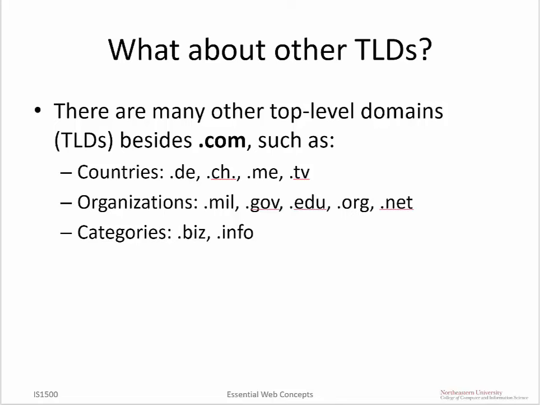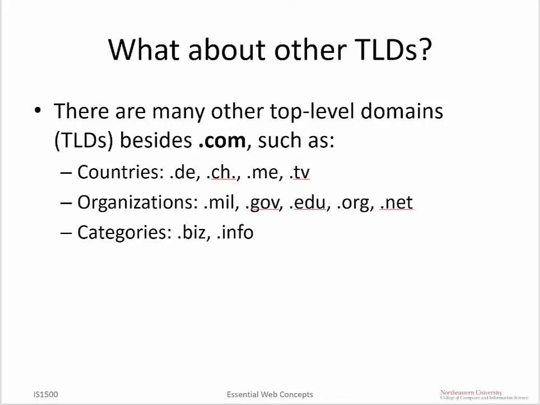For example, .de for Germany, .ch for Switzerland, .me for, I forget what the name of the country is. I think it's some island. .tv is Tuvalu. That's a country, I think in the Pacific. What's actually kind of interesting is .me and .tv sound like they're pretty interesting high-level domains, but it actually just turns out to be high-level domains of countries.